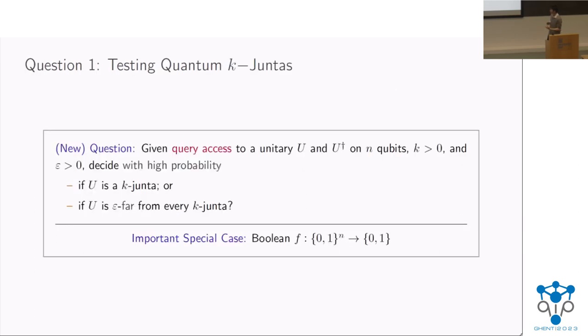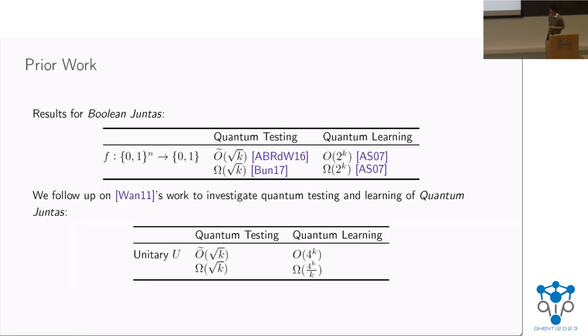And more formally, here's the question that we're going to tackle. We're given query access to this unitary U, and we want an algorithm that, when the unitary is a k-junta, so it depends on only k of its qubits, tells us that it's a k-junta. On the other hand, if the unitary is far from a k-junta by some distance metric, which we'll define later, then we want the algorithm to tell us that it indeed is far from a junta. So that's the setup of the question in property testing.